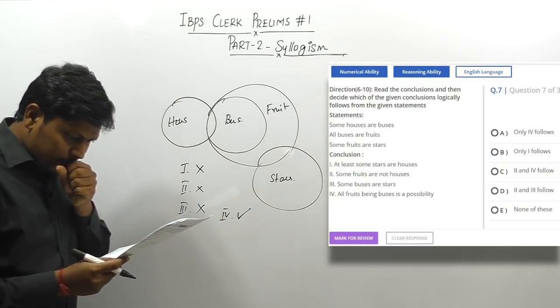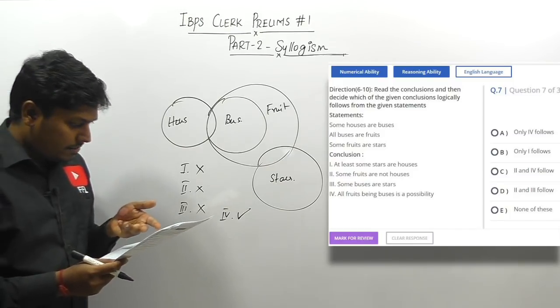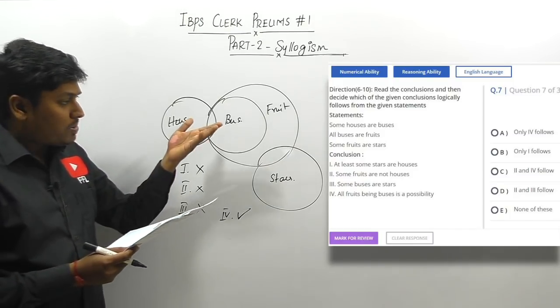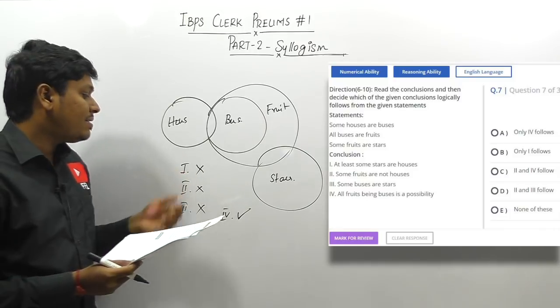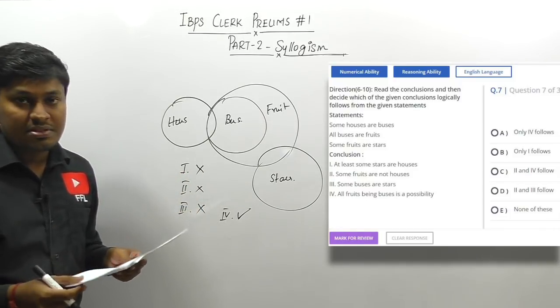I think option number 1, right? Look at option number A. Option number A is 4 follows. So we can easily say option number A is the answer for this question.